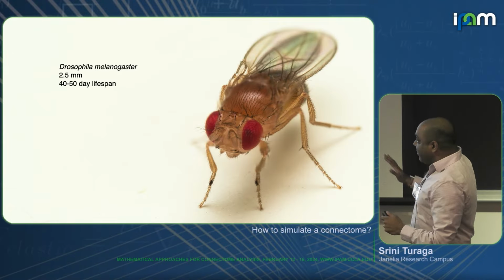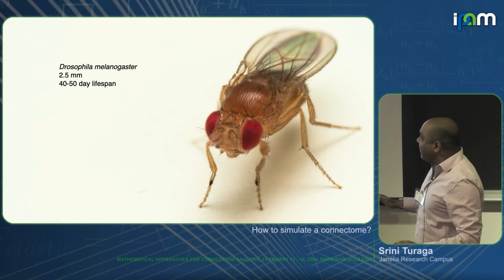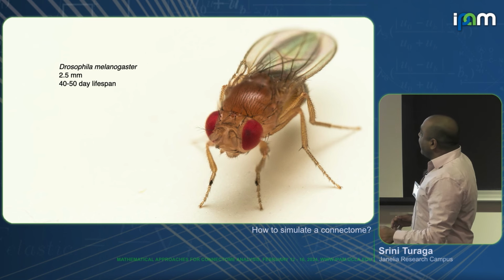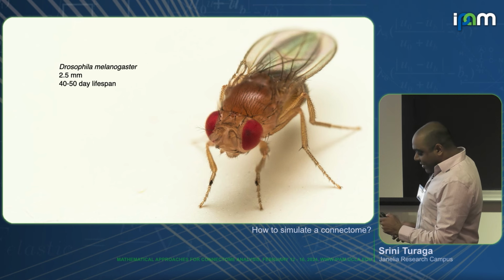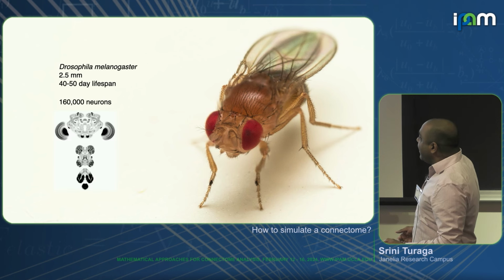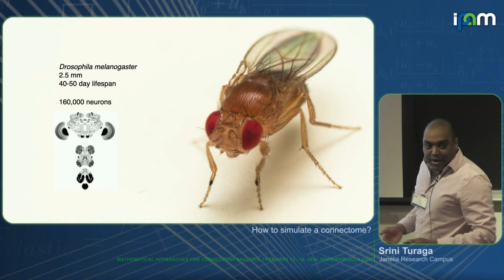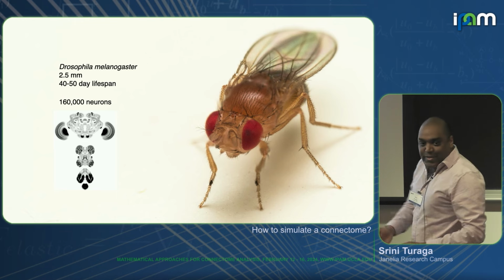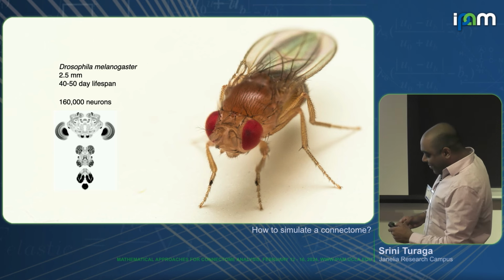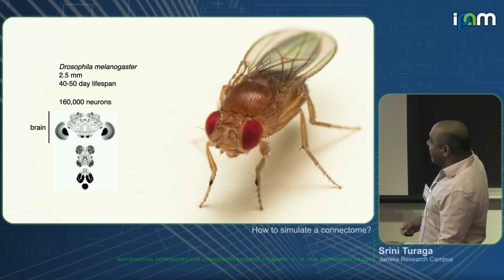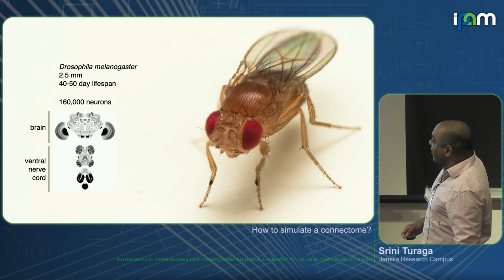Just to remind you, you've heard a lot about the fruit fly. It's this tiny insect that has a short lifespan. We know a lot about its brain. We now know that it has about 160,000 neurons. Philip can tell you exactly the right number. What you're seeing here is a light microscopic image of the brain at the top and the ventral nerve cord.